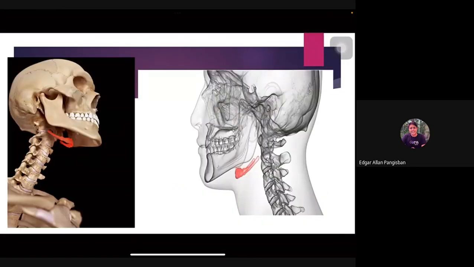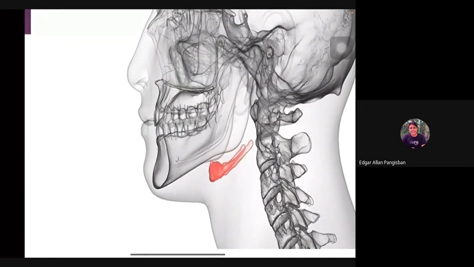Okay, yan. Here. So as you can see, your hyoid bone is floating. But why does your hyoid bone stay in its place, even though there's no particular attachment and it's not fixed? Paano siya nakakapag-stay sa kanyang position or in its place? It's due to the action ng inyong hyoid muscles. Nakatouch siya sa mga muscles.